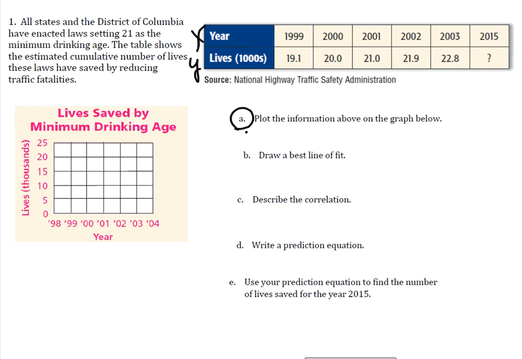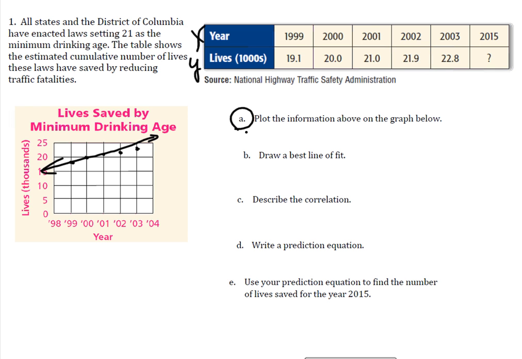In 1999, 19.1 lives were saved, so I would guesstimate that to be about there. In 2000, it was exactly 20. In 2001, it was 21. In 2002, it was 21.9. In 2003, it was 22.8. So you can sketch a line of best fit right through there.